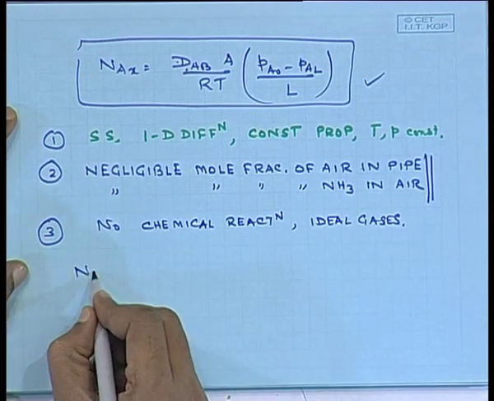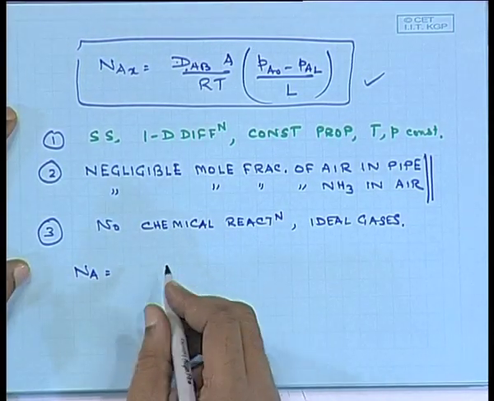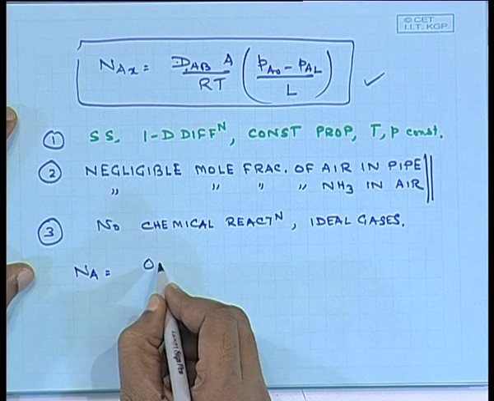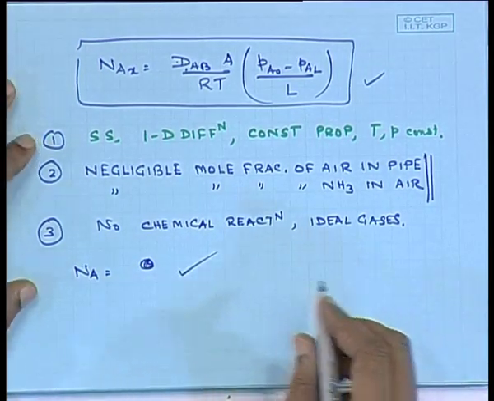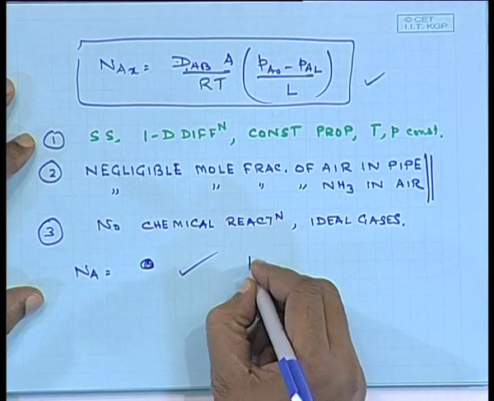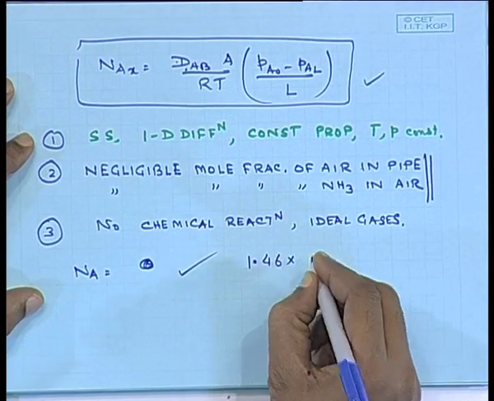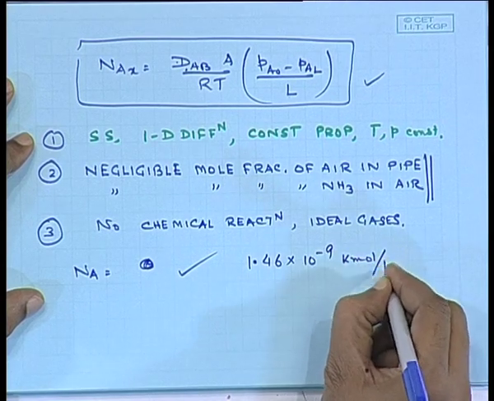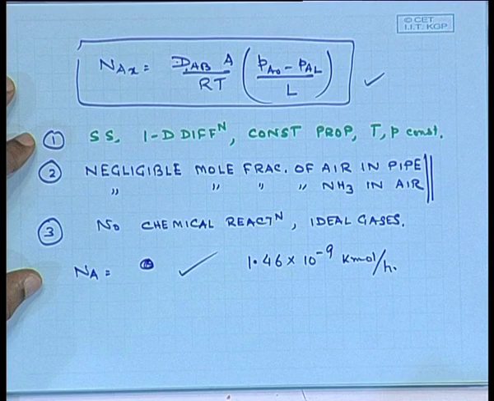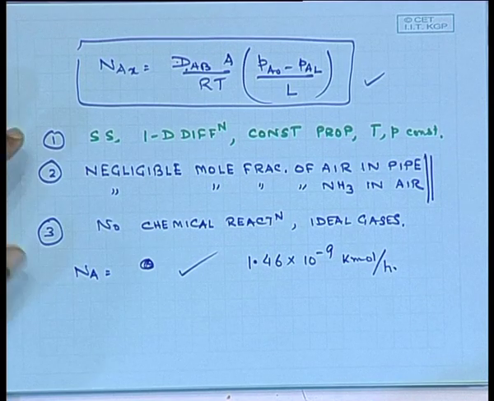So, how do I calculate NA then? I can write it, or maybe I do not have to do this, you can figure it out, and the answer for this would be 1.46 into 10 to the power minus 9 kilomole per hour. So, this much amount of ammonia would be lost to the atmosphere for the condition stated herein.